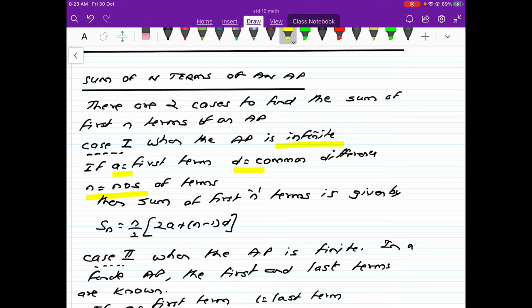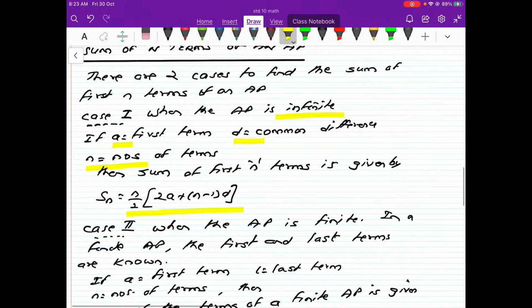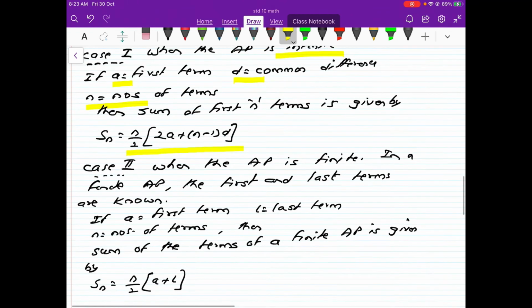then the sum of the first n terms is given by the formula n upon 2 into (2a plus (n minus 1) into d). Now this is in the case of an infinite AP. Now what will happen in the case of a finite AP?